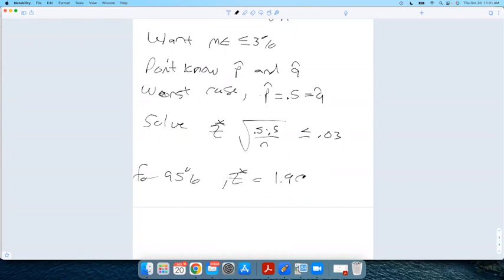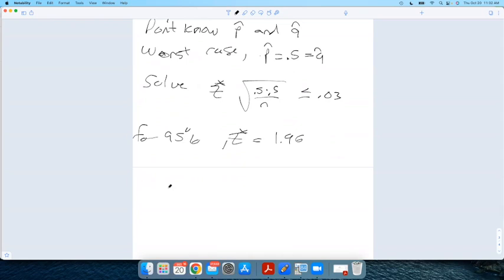So that's in our table. Again, you don't have to have that memorized. I've just done this so long. I know that one. I can never remember the one for 99%. Those are in that document. Make sure you wrote them down in your notes. But this is the one for 95%. So I'm trying to solve 1.96 times the square root of 0.5 times 0.5 over n less than or equal to 0.03.